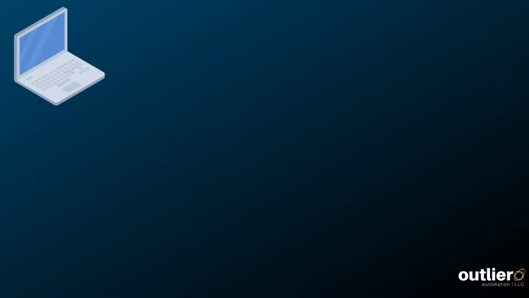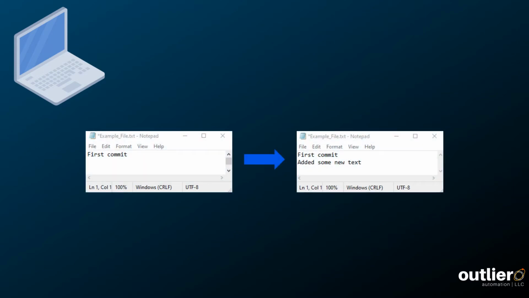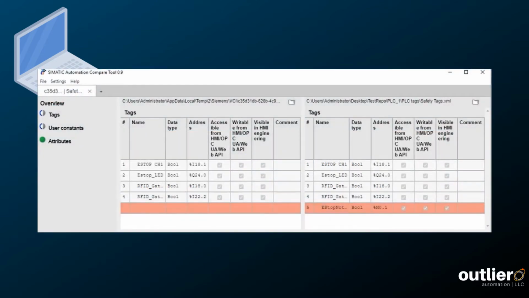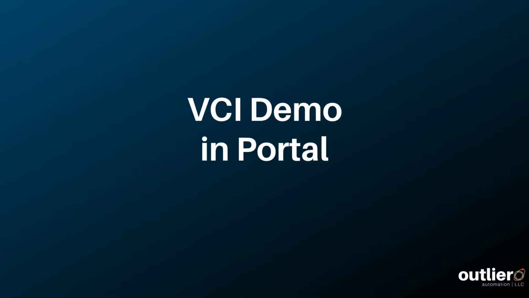A useful feature of VCI is that it gives you a change log so you can see what changed between the different commits. But as I mentioned before, the files are stored in Git in XML format. So Siemens has released the Automation Compare tool to make it easy to visually see the differences between ladder code and data blocks that have been exported to XML. Now that we've reviewed the tools we're going to use, I'll have my teammate Nick join us to walk you through exactly how to do all of this.